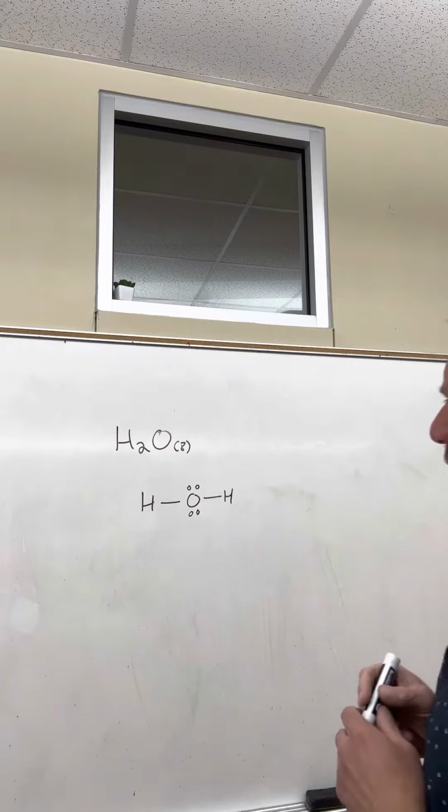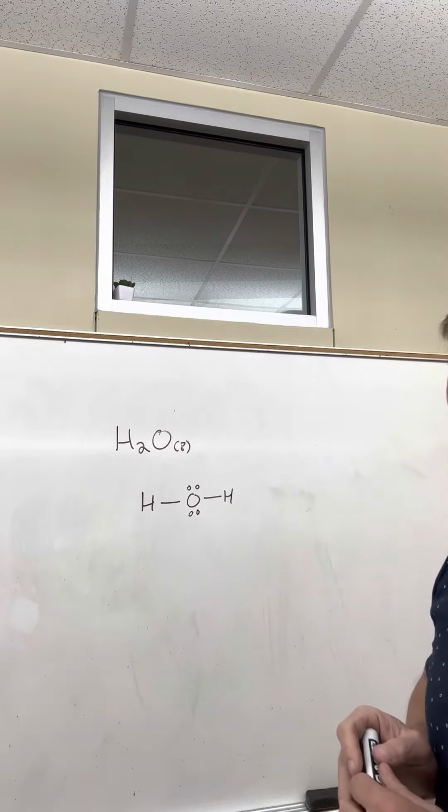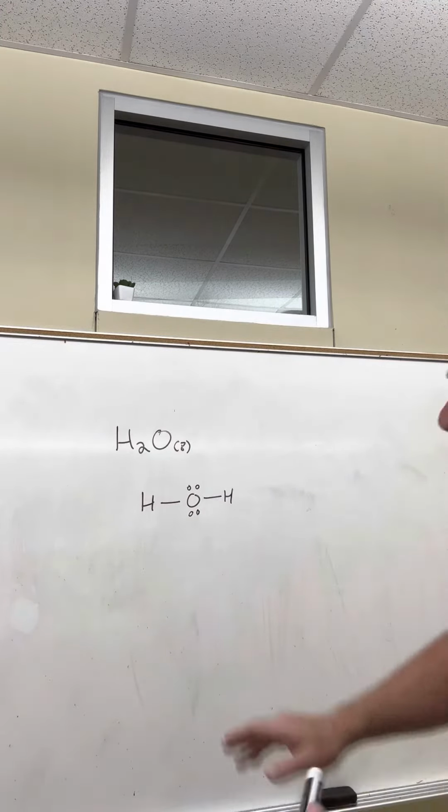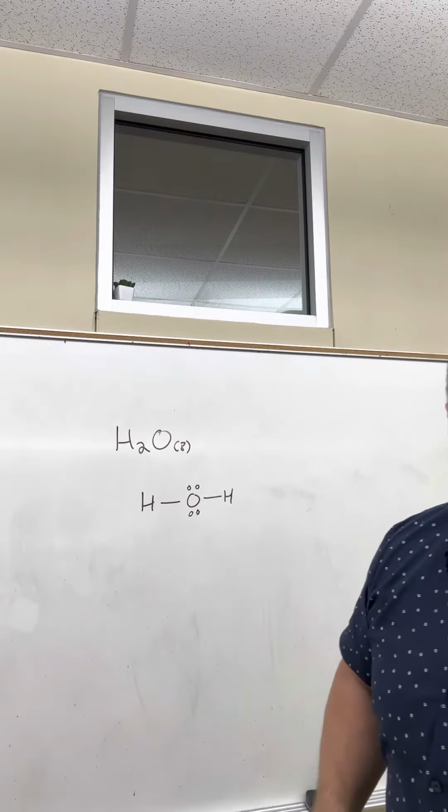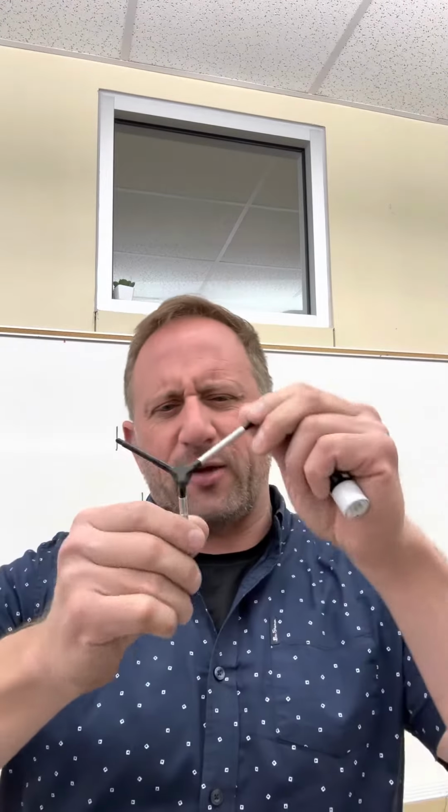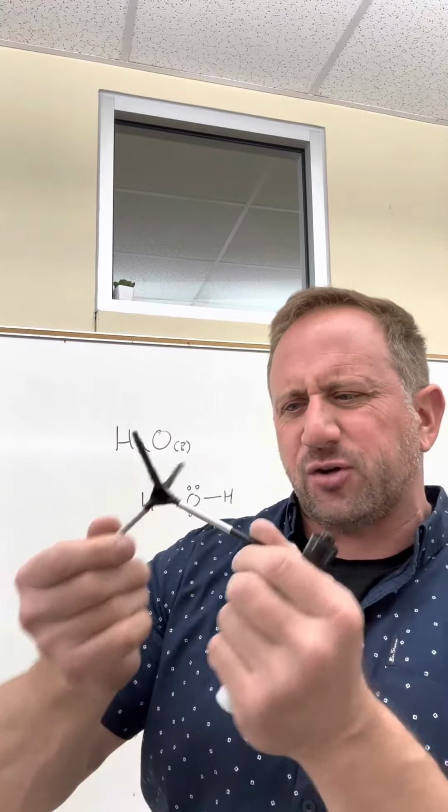looks at that and goes, oh, that's in a straight line. That's a linear shape. No, it's not. There's 4 things around the central atom. There's 4 things still around the central atom. There's 4 effective pairs around the central atom.